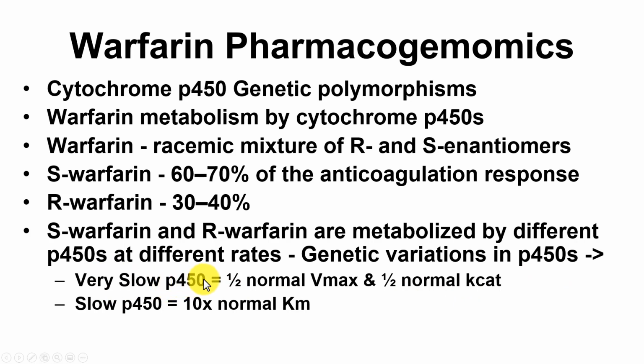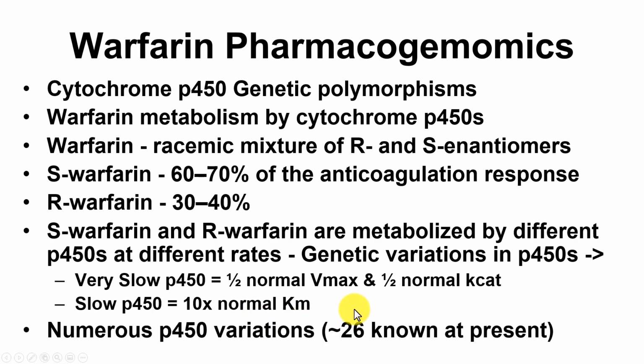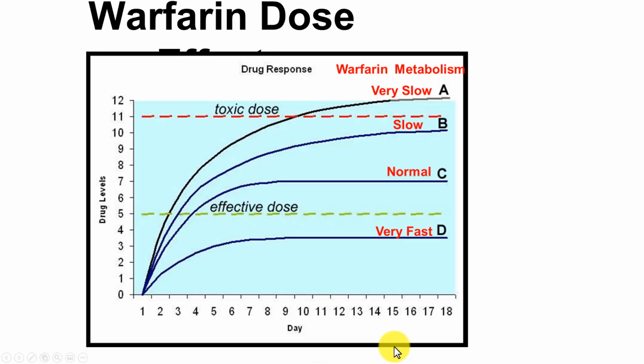A very slow P450 might have a 1/2 normal Vmax or 1/2 normal Kcat. A slow P450 may have a 10 times normal Km. So these variations can affect how fast it's done. There are numerous P450 variations, approximately 26 known at present.